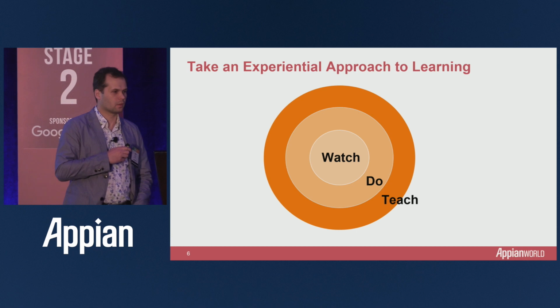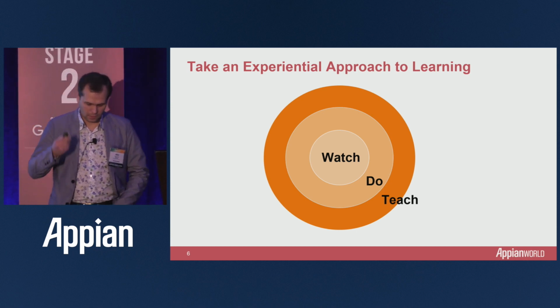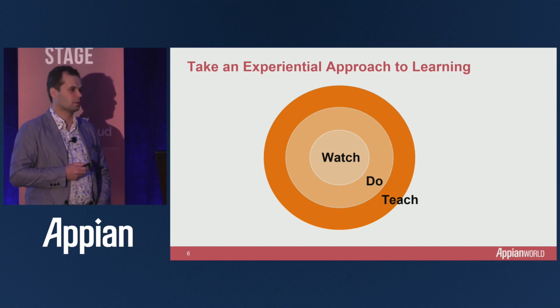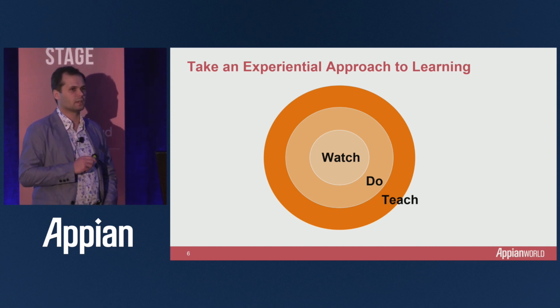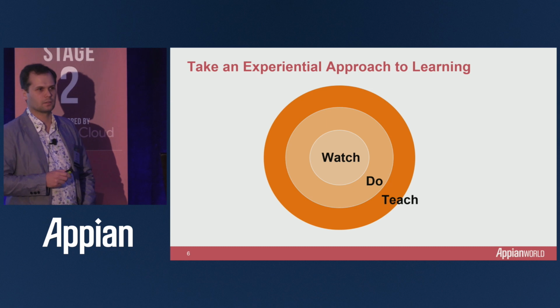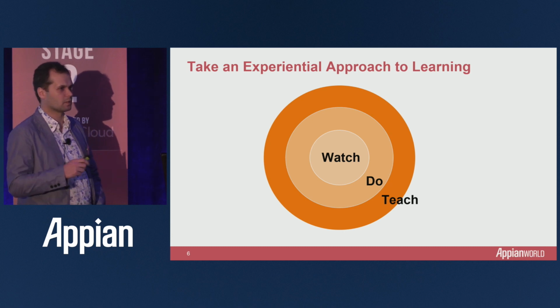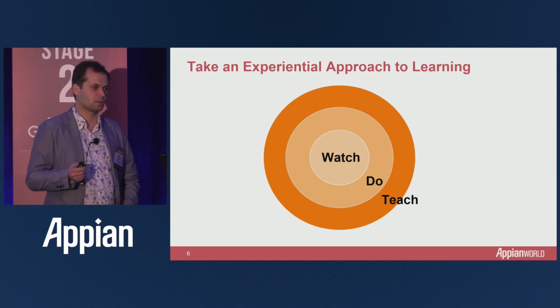Sorry. Okay, so how do you grow these people? How do you organically grow your COE from the ground up? Well, first of all, you have to take an experiential approach to learning. You have to take the training. Appian training offers lots of flexible options, online, in person, etc. But everybody needs to take training.